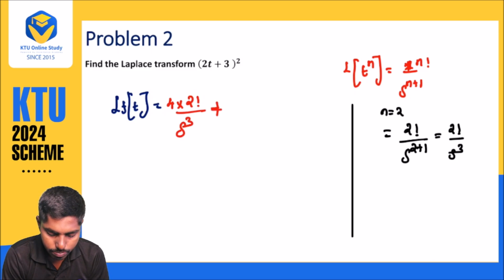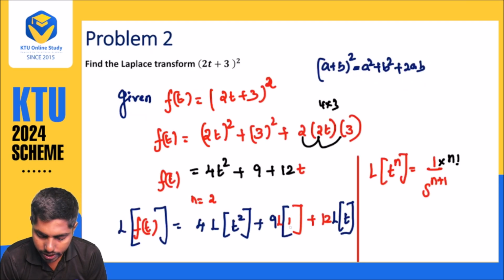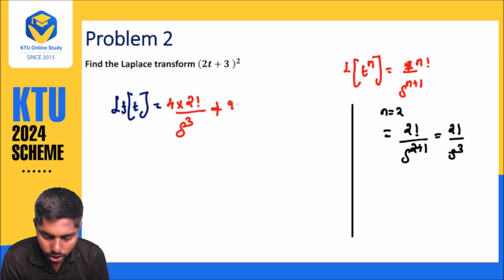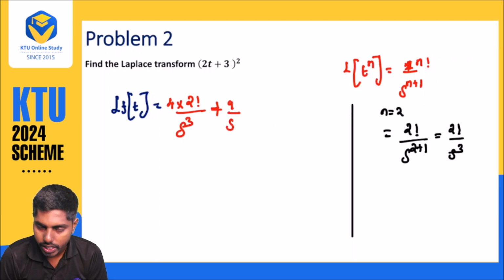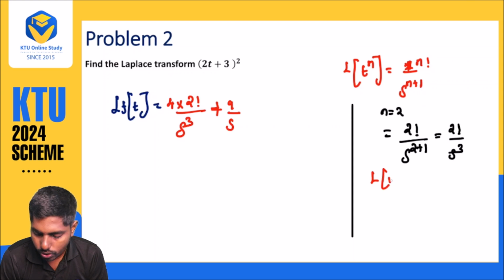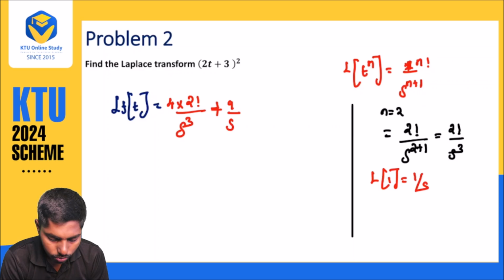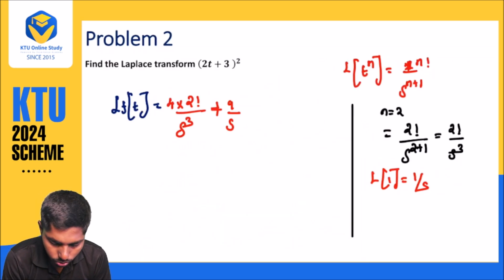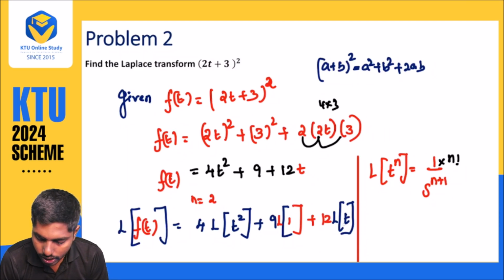Now second thing is plus 9 into L of 1. L of 1, we know the thing, that is nothing but 1 by s. So we have completed the second thing. Now third thing is what? Plus 12 into L of t.